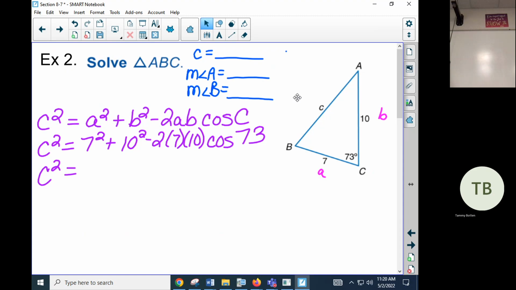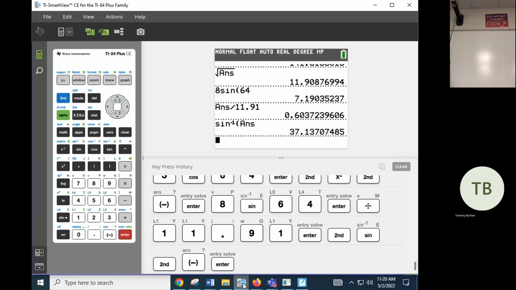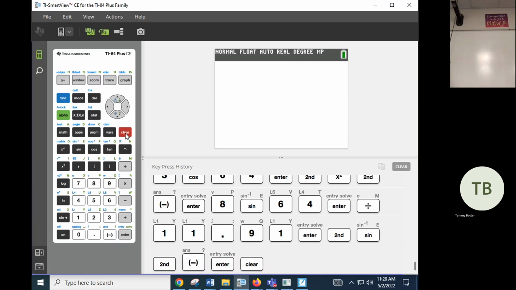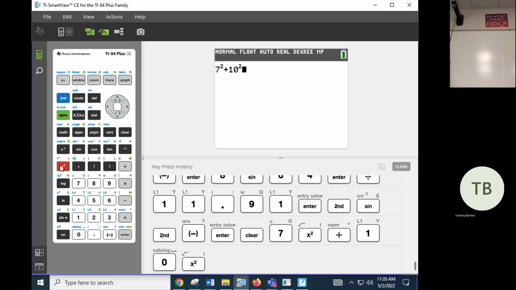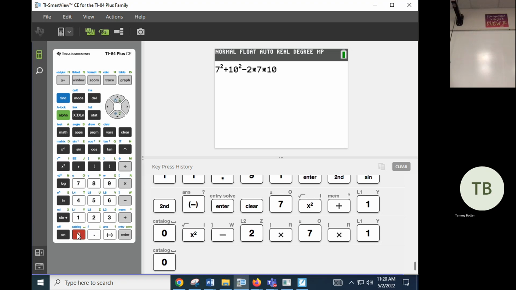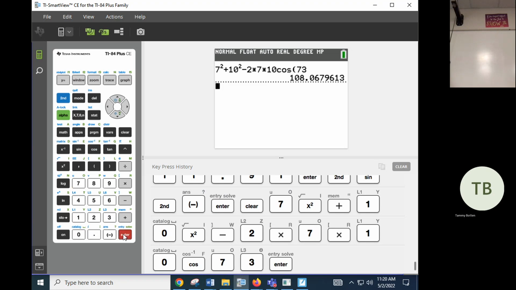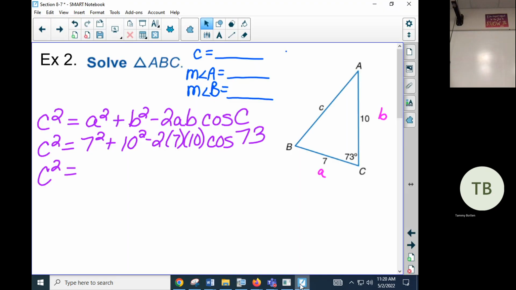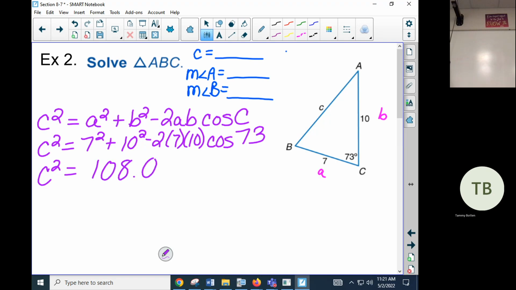Okay, so if I do that, I am going to type in 7 squared plus 10 squared minus 2 times 7 times 10 cosine of 73. Now, that is C squared. Okay, so if we go back to our notes, our C squared is 108.068, which is what I rounded it to.